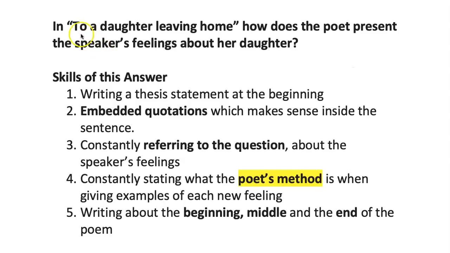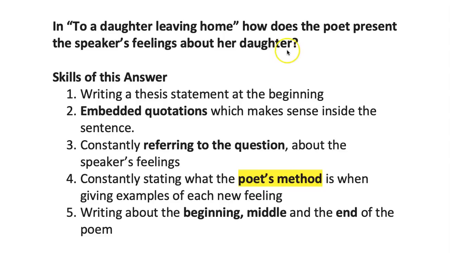The question we are going to be looking at is from one of the AQA past questions about a poem called To a Daughter Leaving Home. And the question is, how does the poet present the speaker's feelings about her daughter?